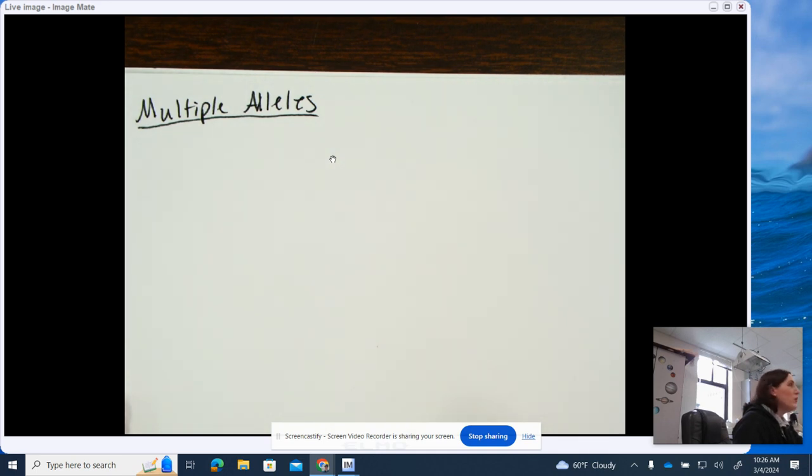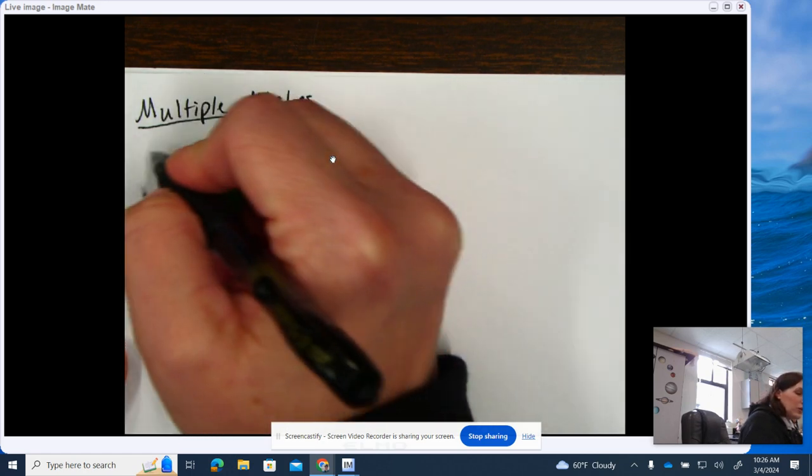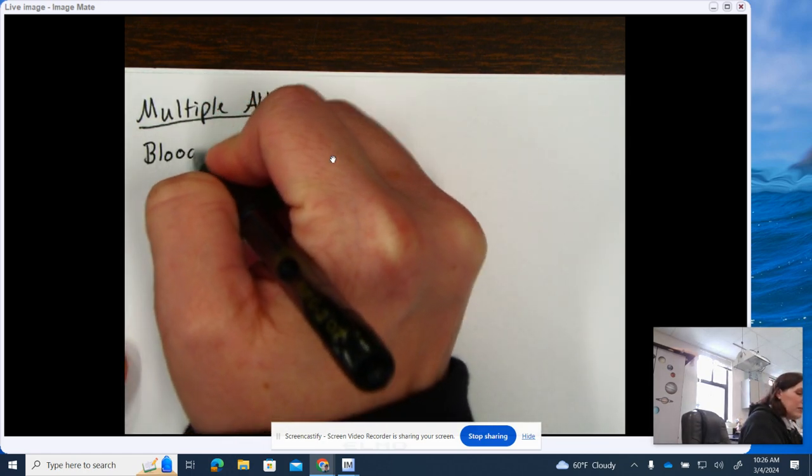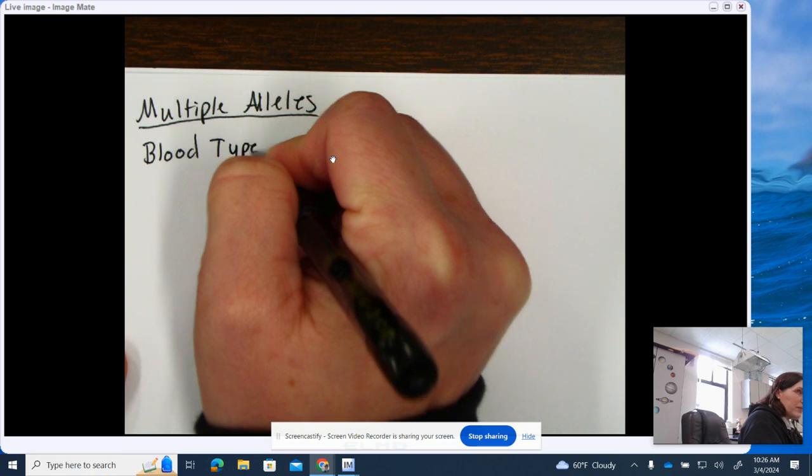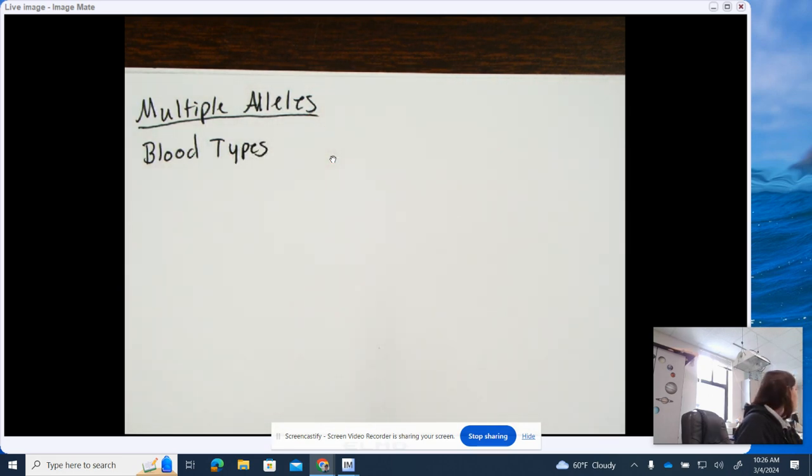In multiple alleles, we've done single alleles where we've done type like big T, little t. We've even done dihybrids where we had big T, little r, little r. So this is something new when I say multiple alleles. Most of the time when we talk about multiple alleles, we're going to talk about blood and blood types. Anybody know a type of blood?